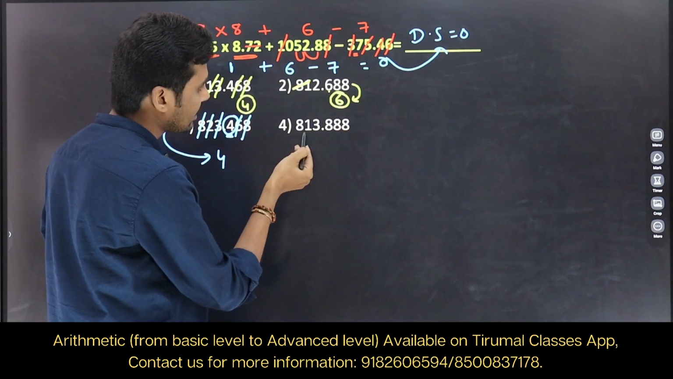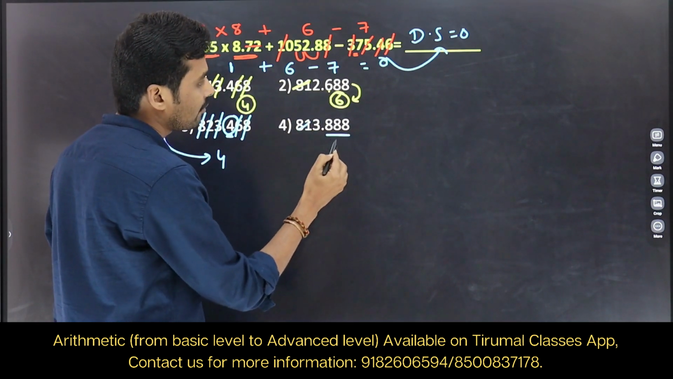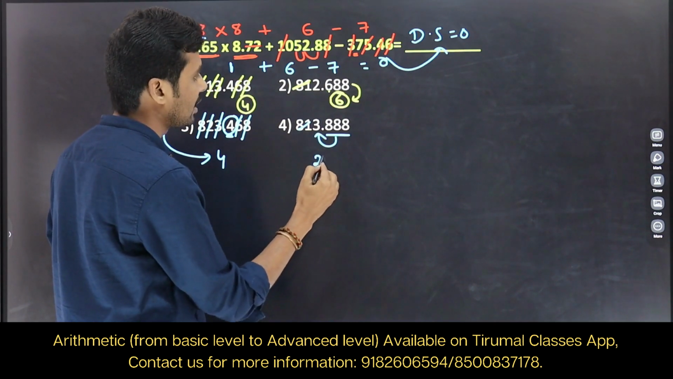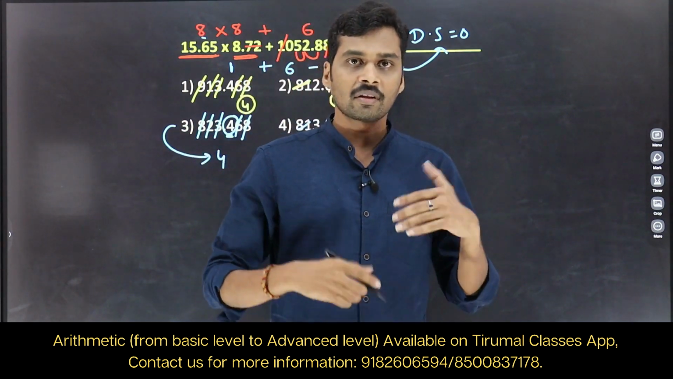Now if you take the next option, 8 plus 1 is 9. I can cancel out 8 plus 1. 8 threes are 24, plus 3. 24 plus 3 is what? 27. 27 means that what? So immediately you can think about this one.